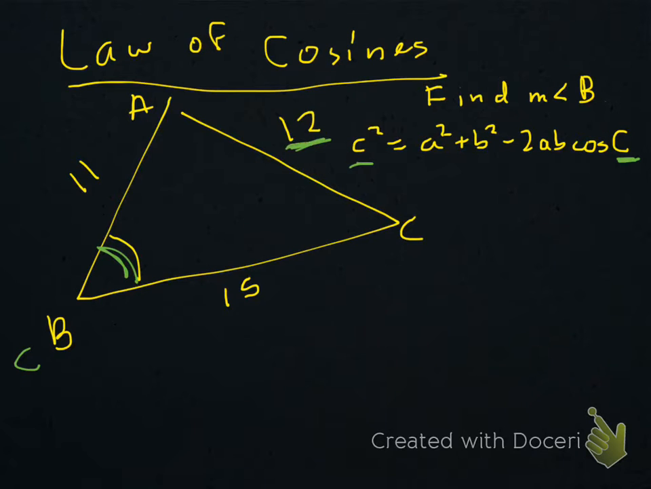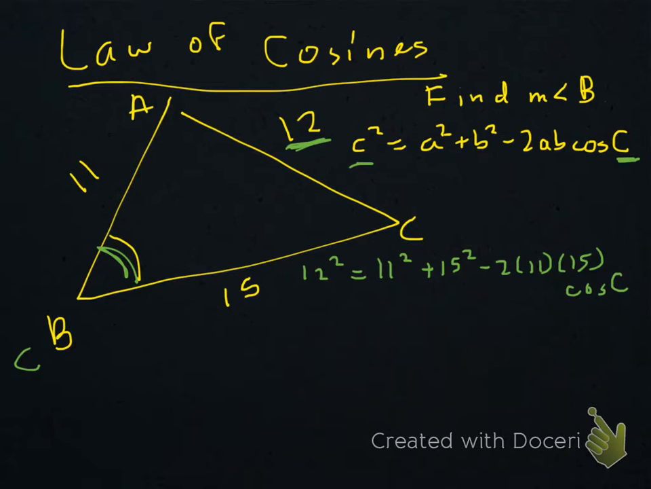So c squared is going to be 12 squared equals, and it doesn't matter which one is A or which one is B between the 15 and the 11. We'll just go with 11 squared plus 15 squared minus 2 times 11 times 15 times the cosine of, and we can say B, we can say C, it doesn't matter. All we know is that that's the unknown. That's what we're solving for.